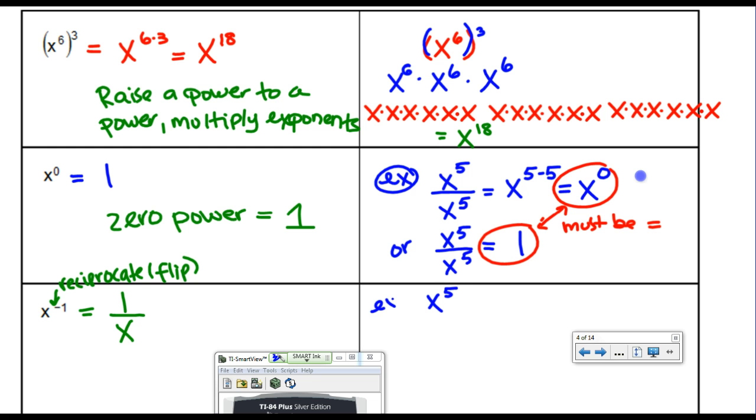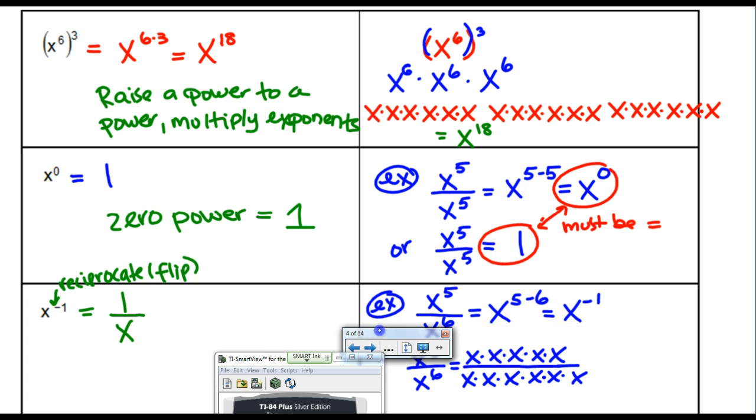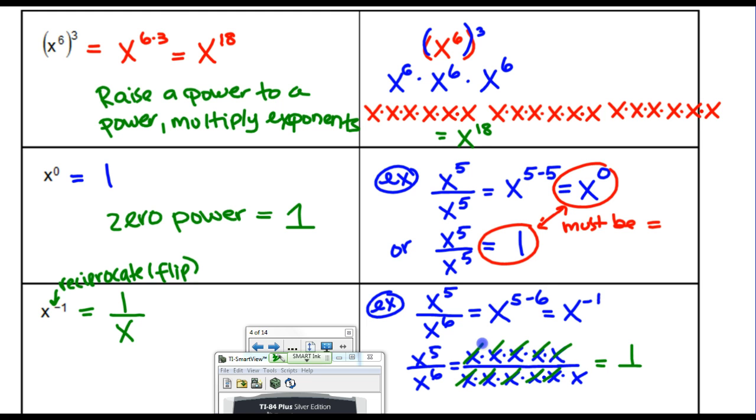x to the 5th divided by x to the 6th, you're going to get x to the 5 take away 6, which is x to the negative 1. Now, if I do it the expansion way, x to the 5th means that there are 5 of them. X to the 6th means that there are 6 of them. And then if I start canceling 1 for 1, I have a 1 on top over an x on bottom. So since we started off with the same two problems, this and this are the same. Okay, so a negative power reciprocates.